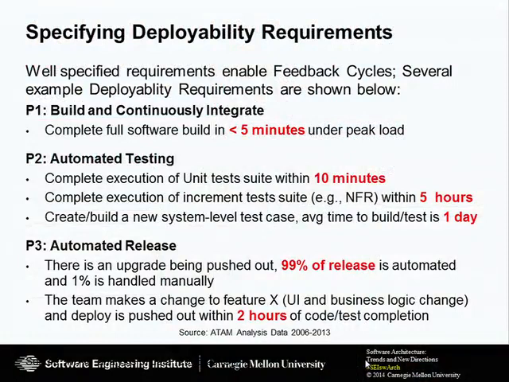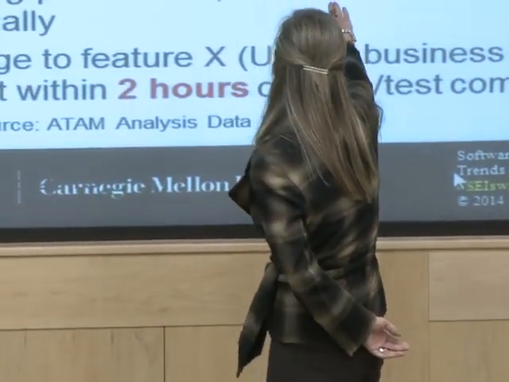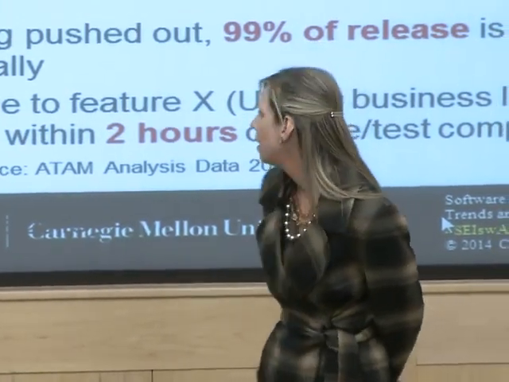So for the automated testing stage, an example of a well-specified requirement there is to complete execution of the unit test suite within 10 minutes, or complete execution of incremental tests within 5 hours. Or create a new system-level test build with an average build time of about a day. There you can measure all of those. You can see the response measures are very clear and well specified in those examples.